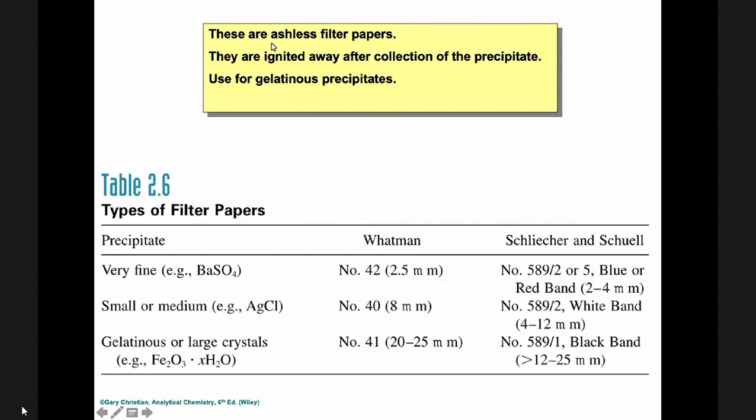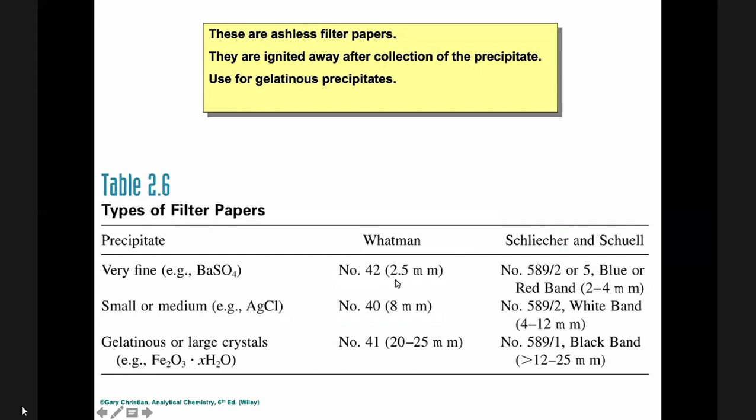Next, we have ashless filter papers. Some of these are used in vacuum filtration. There are different kinds of filter papers. If you've noticed, they are numbered. Number 42 is what we use in filtering liquids prior to atomic absorption analysis for trace metals. And this is also suggested or appropriate for very fine precipitates like barium sulfate.